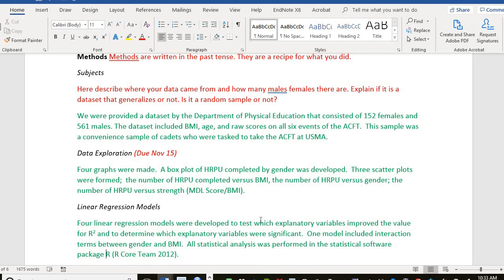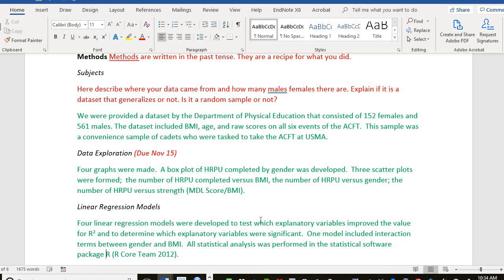The first thing is your subjects. You have data, Connor has data, you guys have data. So you want to make a summary table. You can just explain what you have, how many males and females there are, and explain whether it's a data set that generalizes or not. Hey, this just came from West Point. Is it a random sample or not? So describe what you have in your subjects.